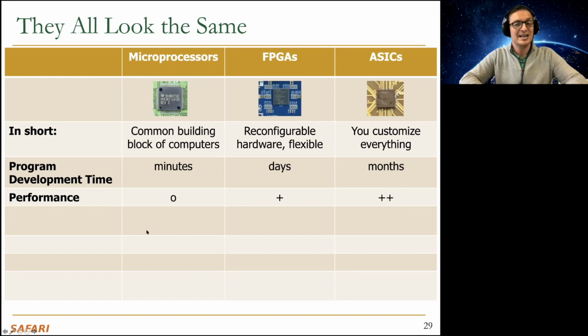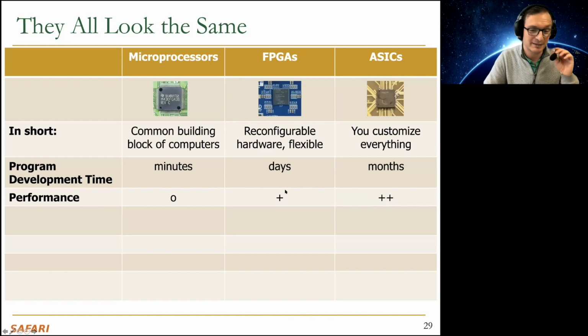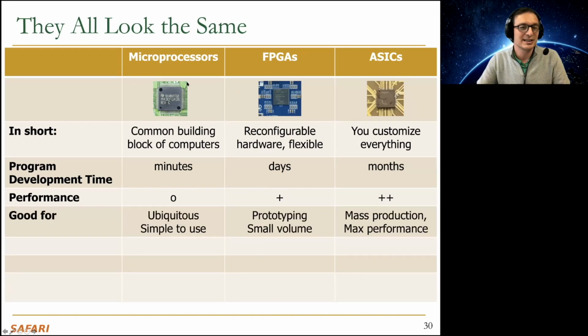But if you want to look at an average workload performance, there's nothing that beats microprocessors because it's easy to program, and on average, it does well. FPGAs require a lot of work for every single application to get average system performance for everything. Okay, so clearly microprocessors are good for ubiquitous usage. They're simple to use. FPGAs are good for what we discussed yesterday.